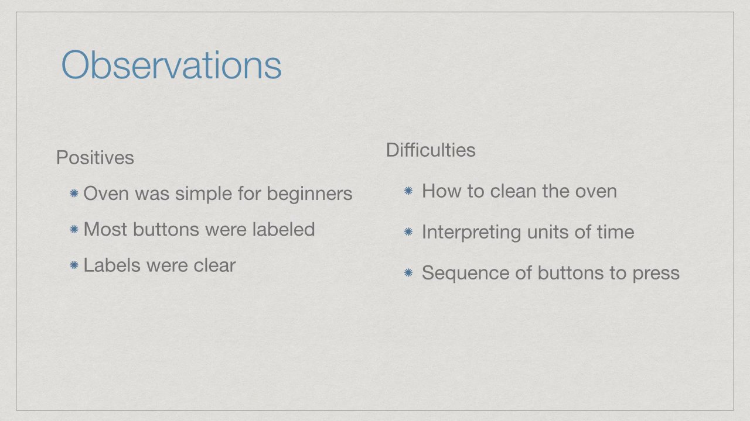Some positive things we observed were that the oven was simple for these beginner users, most buttons were labeled, and most of the labels were clear, allowing the users to navigate with ease. However, some difficulties the users had were figuring out how to clean the oven, such as which button to press and which lever to pull, interpreting the units of time, such as when setting a timer, and figuring out the sequence of buttons to press, such as figuring out which button to press to start the oven after setting the temperature. This is illustrated in the following clip.